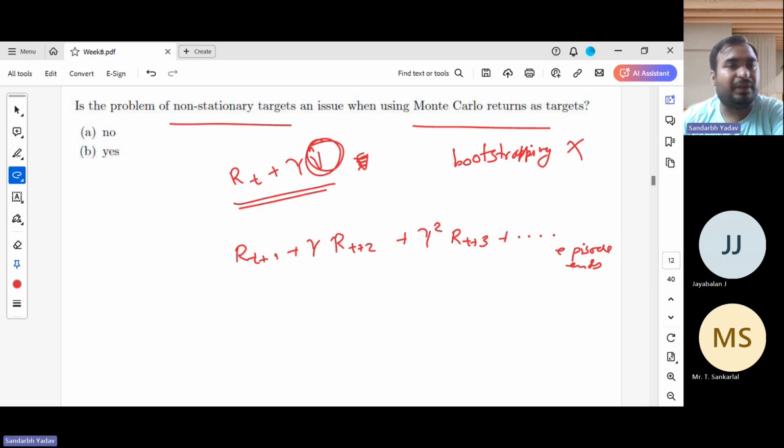So is the problem an issue in the case of Monte Carlo returns as targets? This issue doesn't take place, so the correct answer is no. Okay, now I'll move to the next question.